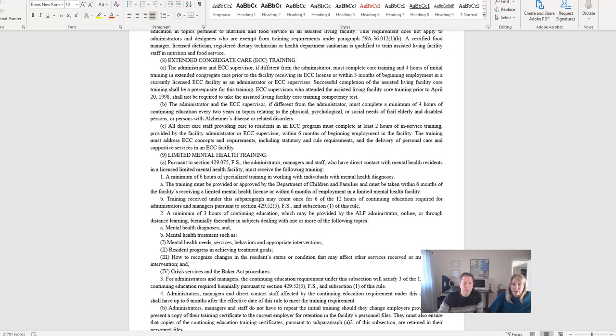The administrator, managers, and staff who have direct contact with a mental health resident in a licensed limited mental health facility must receive the following training. A minimum of 6 hours of specialized training in work with individuals with mental health diagnoses. The training must be provided or approved by the Department of Children and Families and must be taken within 6 months of the facility receiving an LMH license or within 6 months of employment in an LMH facility.